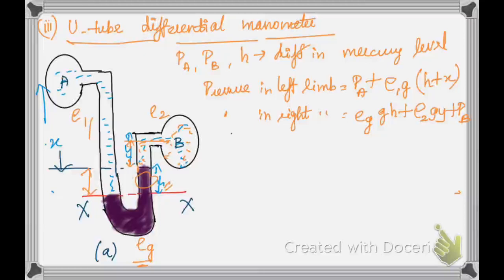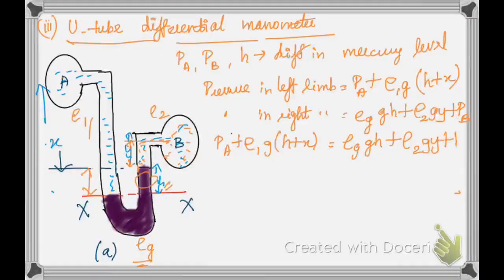Now we are going to equate the two pressures, so Pa plus rho 1 g into h plus x is equal to rho g gh plus rho 2 gy plus Pb. I need Pa minus Pb because I am interested in getting the difference in pressure. So I am bringing all the other terms to the right hand side: rho g gh plus rho 2 gy minus rho 1 g into h.